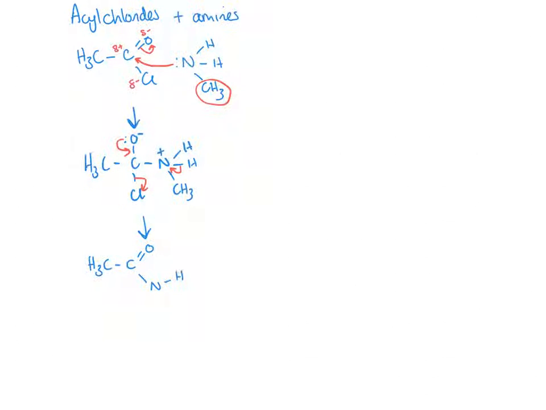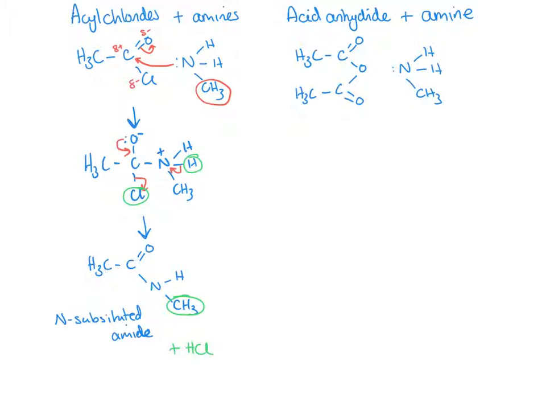And this is going to leave us with an N-substituted amide. It's called an N-substituted amide because one of the hydrogens on the nitrogen has been substituted for a carbon chain. The other product that we're going to be left with is going to be the hydrogen and the chlorine, so it's going to be HCl again. So we can expect exactly the same reaction to occur with the acid anhydride and the amine.